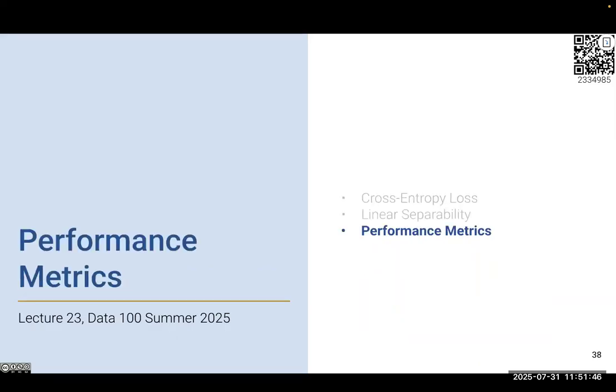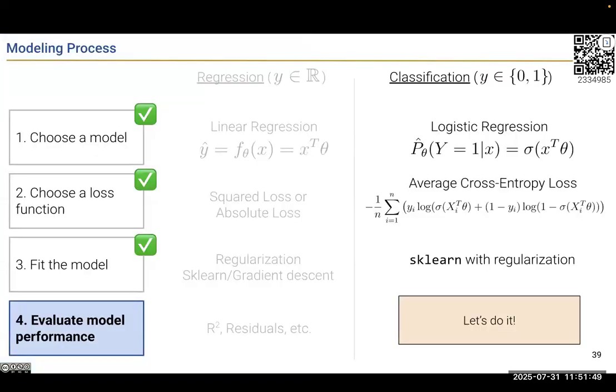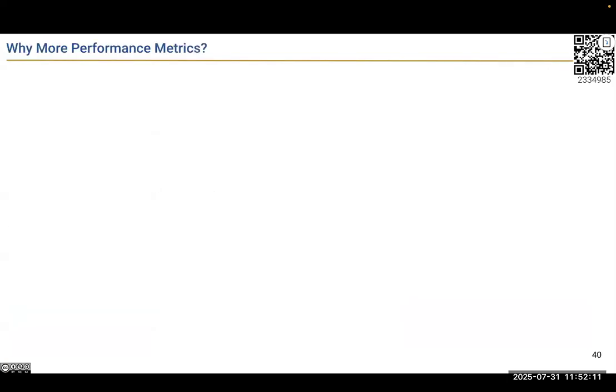But what we're going to talk about next is the last step of the modeling process. Now we have fitted a model, we can evaluate it. So what are some metrics we can use to evaluate a logistic regression model, or more broadly, a classifier? You might think the cross-entropy loss itself, the metric that you fit the model over, we can just report that. Why is that not sufficient? Why do we need more performance metrics?